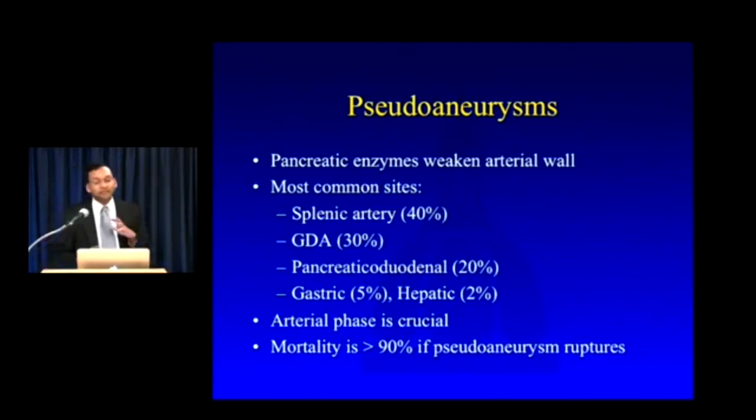I always, on every pancreatitis case, create MIP reformats, usually in the coronal plane, from my arterial phase images, and I spend a couple of minutes looking carefully to see if there's any kind of a pseudoaneurysm that I've missed.